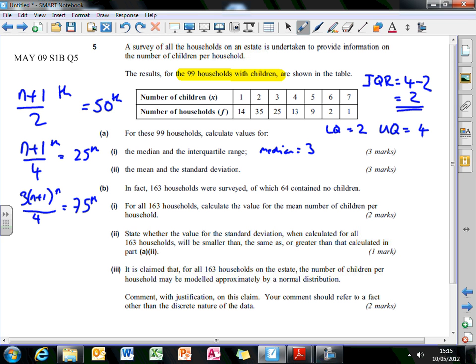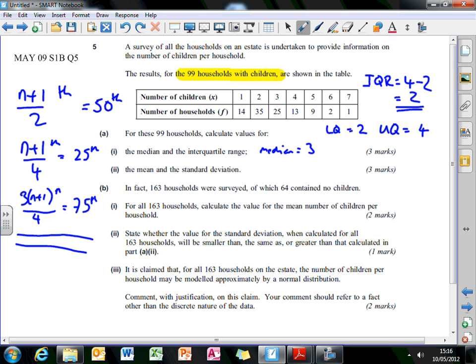So many times I've seen students do 75 take away 25. Remember this is just the position. It's not the median or the upper and lower quartiles. They're just the position of them if you were to order the 99 households.